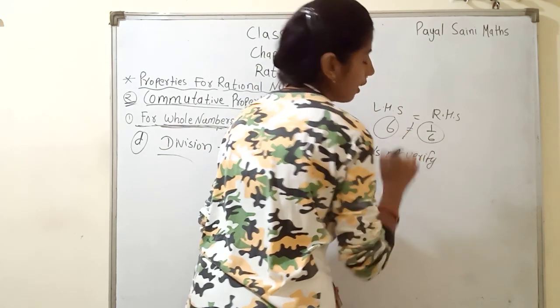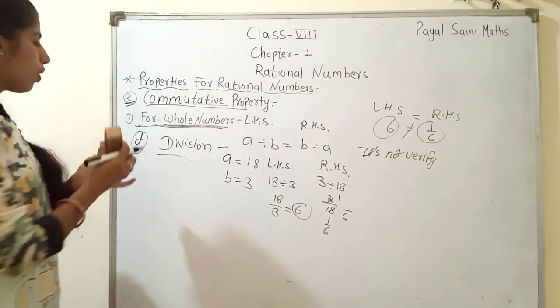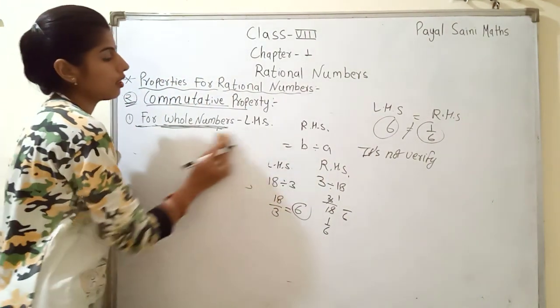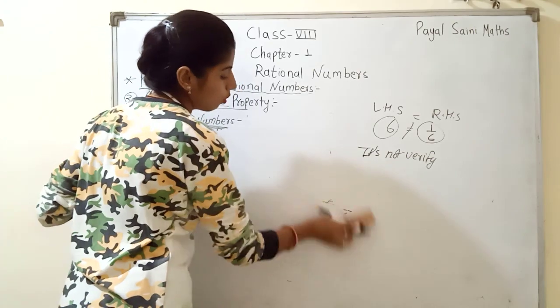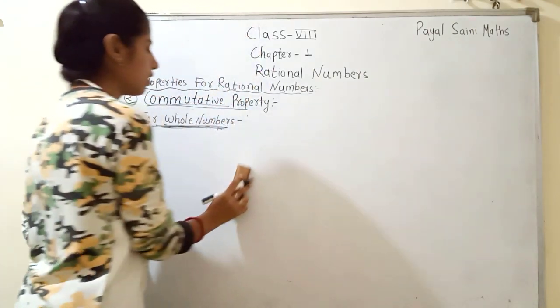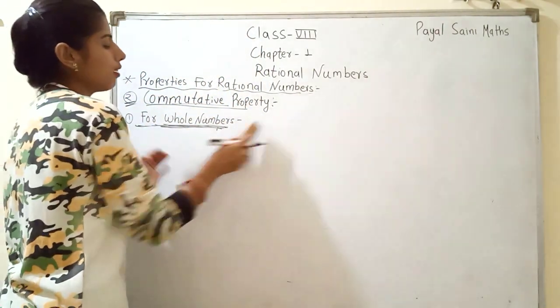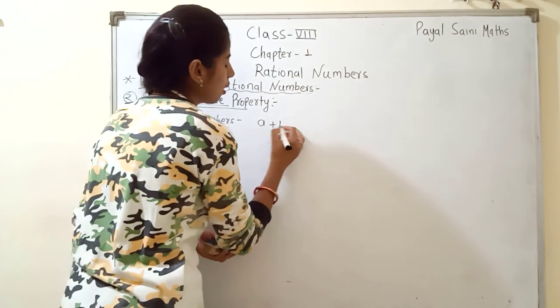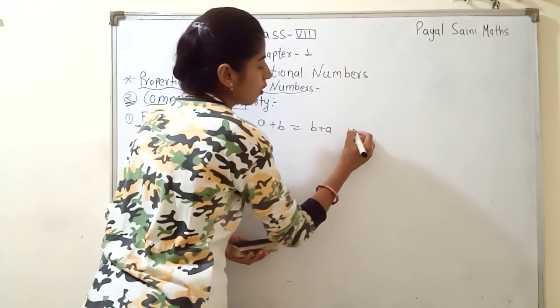It's not verified. Now you can also write the overall conclusion here. What is our last and overall conclusion? We already said we only write A plus B equal to B plus A.